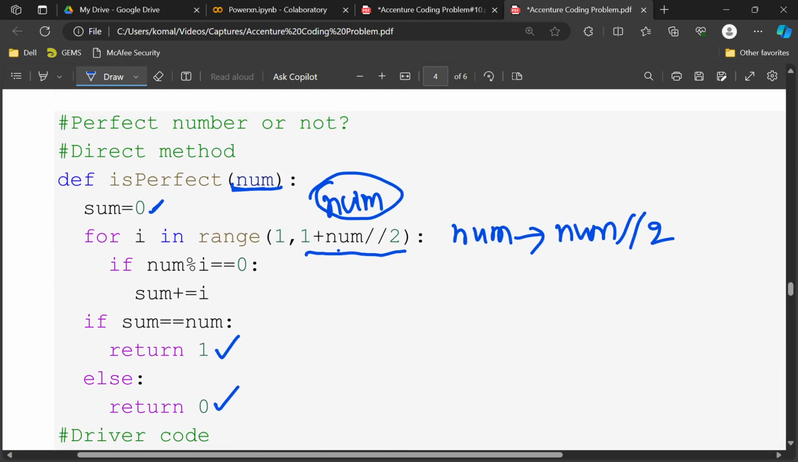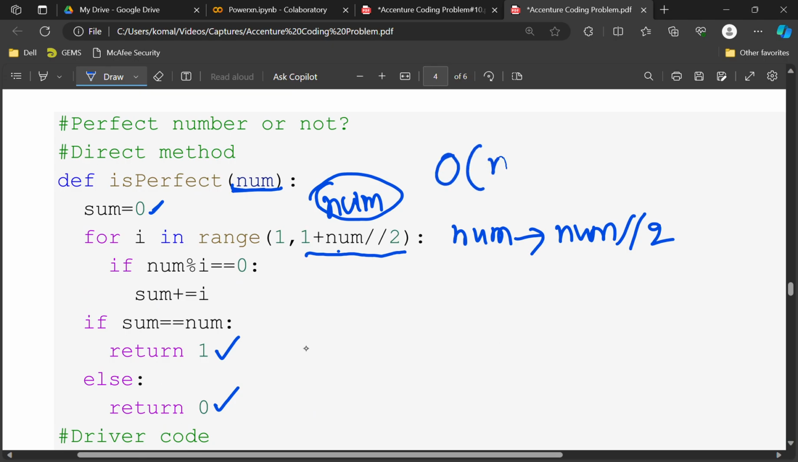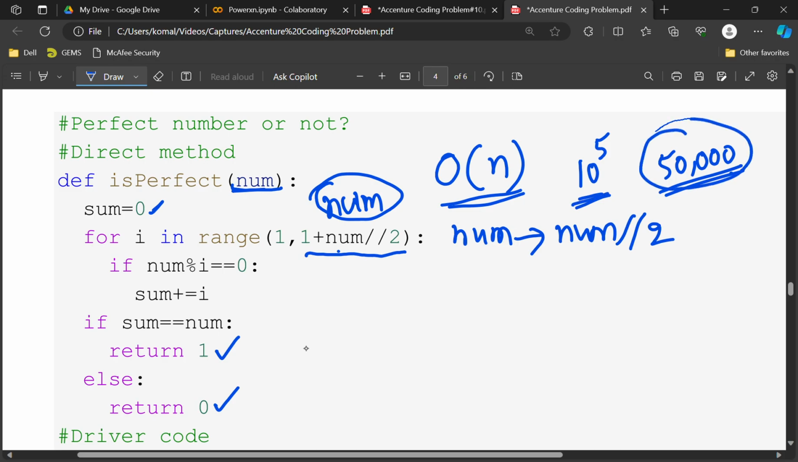This is the code. Though I am reducing the number of iterations to half, the time complexity can still be said to be big O of n. Even reducing it to half will be a bigger number. Let us assume the input given is 10 power 5, that is 1 lakh. Even if you reduce it to half, the number of iterations will be 50,000. Though it is a reduction, it is still not efficient. We can improve it further.